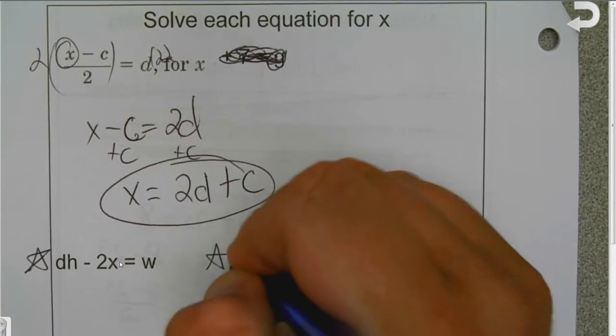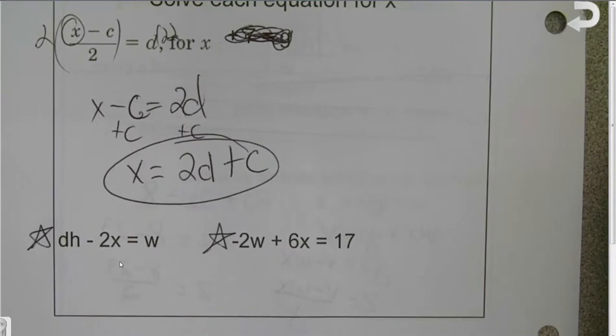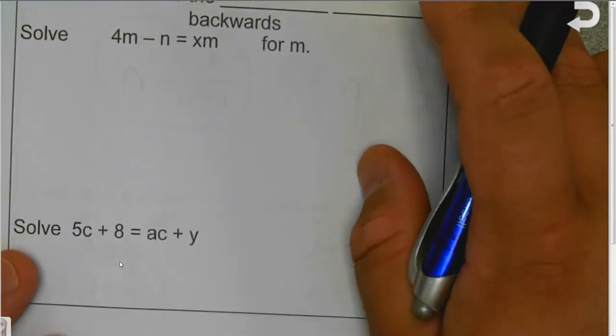Do these 2, and I'll be calling on people tomorrow in class to help me get down to just x for these. Sometimes you might have to use the distributive property backwards.